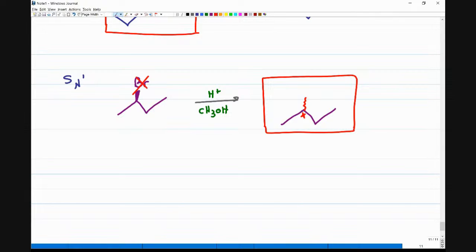And then you find your attacker, which is typically the solvent in solvolysis. You take one hydrogen off of the solvent and you attach the rest. OCH3. Boom. That is your product. And it's racemic, so let's just make sure to write that.